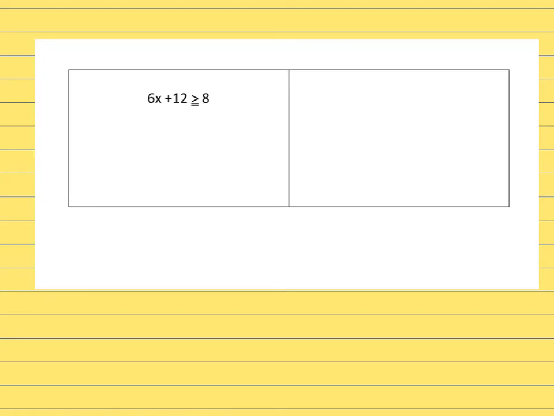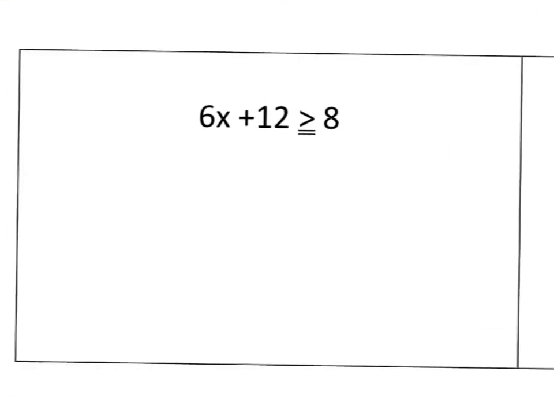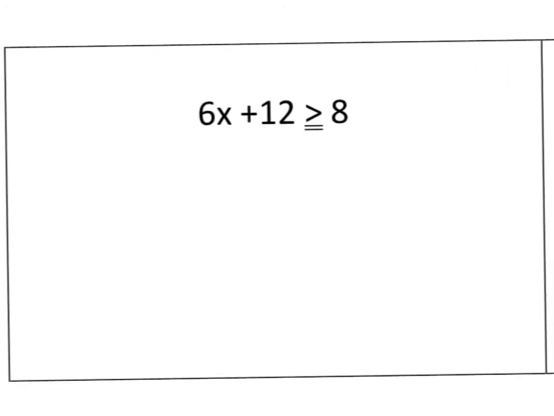Okay, here's another example. This one's a little smaller. There's going to be less to do, but I'm starting out the same way. I'm going to draw my line down the center. If I look at the equation, 6x plus 12 is greater than or equal to 8. This side has a variable and a constant. This side just has a constant. So all I need to do is get rid of this one so the variable is isolated.